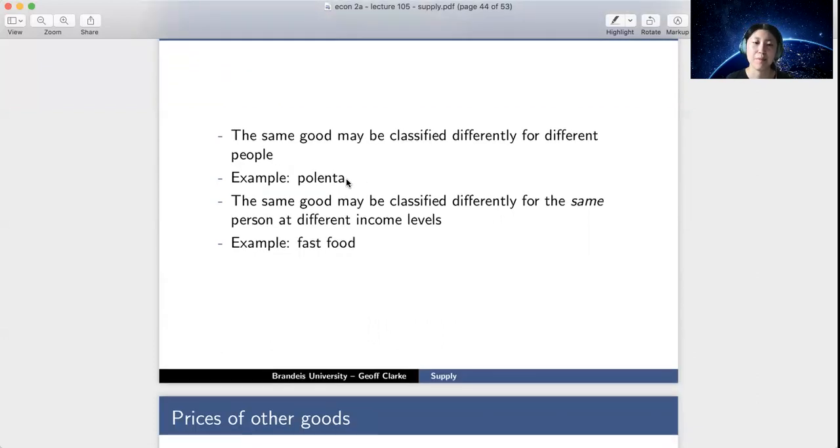Okay, that's all for normal goods and inferior goods. Hope you get a very clear understanding of this. And see you next time.